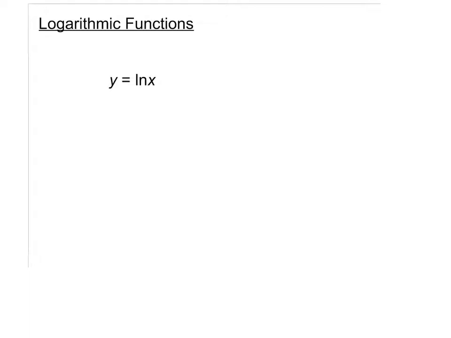So now we need to talk about finding the derivatives of logarithms. And just like we started with e to the x as the basis for all of our other exponentials, natural log of x is going to be the basis for all of our logarithms. And this I did want to show you where the derivative comes from.